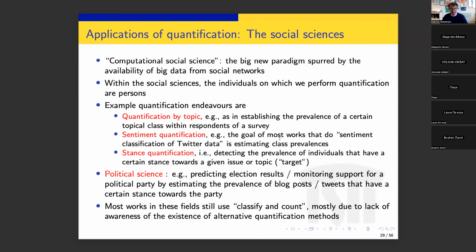As I said, political science is very much a variant of social sciences, and here you can probably imagine the applicative potential of quantification, say in predicting election results or monitoring support for a political party by estimating class prevalences for support or for contrariety in blog posts. And again, stance quantification is of critical importance within political sciences. Interestingly enough, if you look at the literature of computational social science or computational political science, most works in these fields still use classify and count. The reason why they use classify and count is their lack of awareness that there exist alternative quantification methods, and probably their lack of awareness that there exists a data science task called quantification.